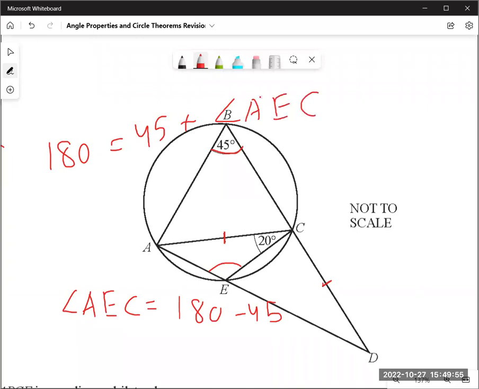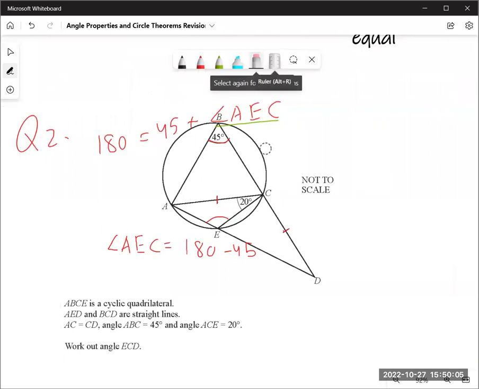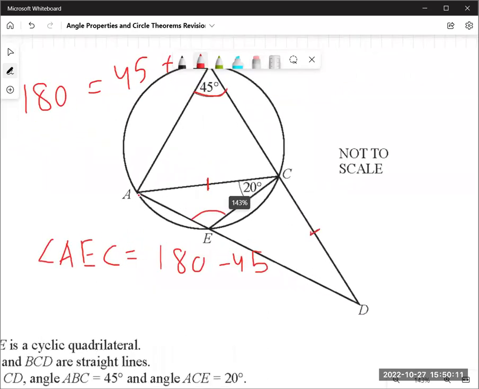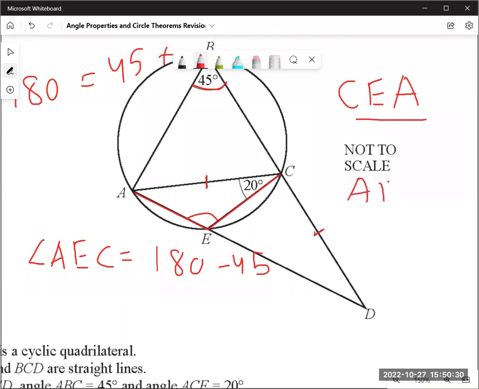Now, why am I calling it AEC? Can someone tell me how the name works? Najla, that's correct. Look, A is the point here. If I make the angle like this, I'll take side A or C. I can call it CAE or I can call it AEC. So this E must be at the center because that's where my angle is, and the other 2 points are A and C. Is that clear? That is how we name an angle.